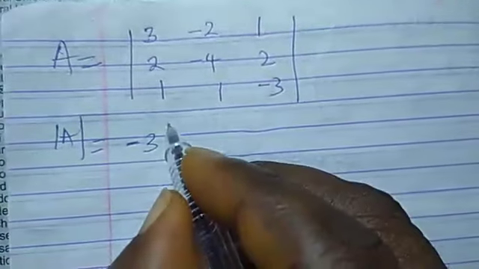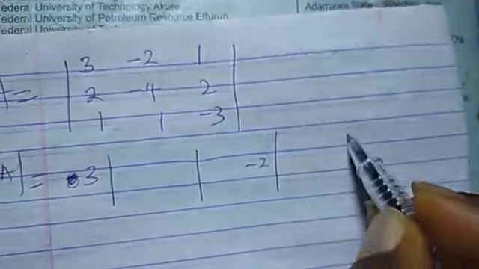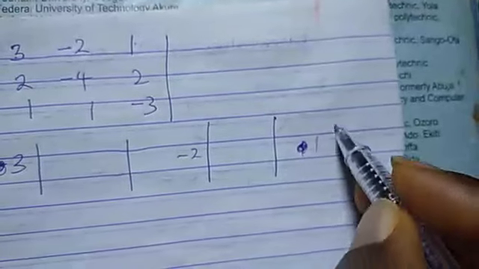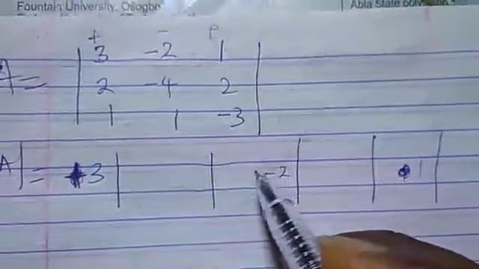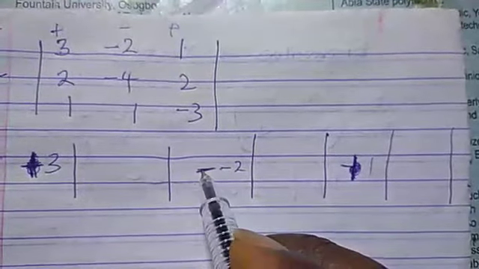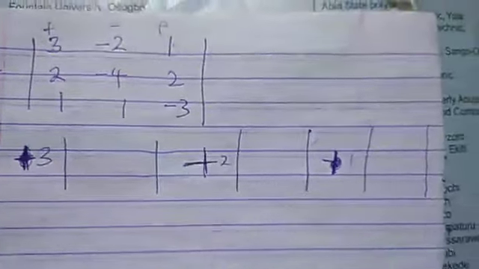As usual, I'll first take this one, 3. I'll take this one, which is minus 2, and I'll take this one, which is the ordinary 1 that is there. Now, after that, I will normally put plus, minus, plus. This is plus, this is minus, this is plus. But here there is a double minus, so it will make this place plus.